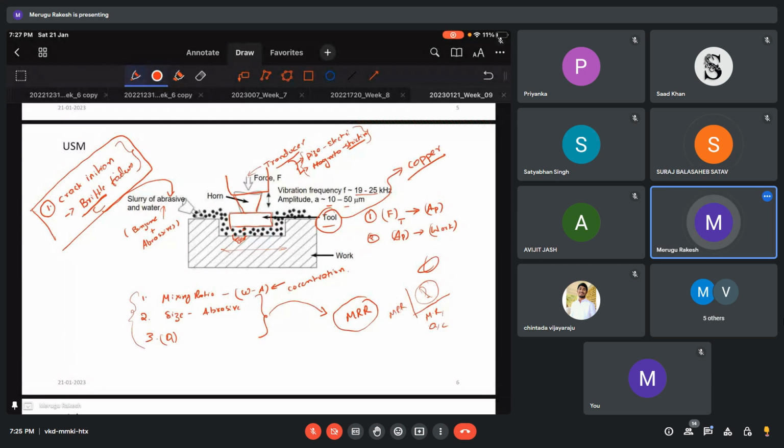Sir, but that abrasive particle will get embedded in the soft tool. Yes, of course. But it is not removing material. It will be embedded in the tool, and this tool gets work hardened. So that is beneficial to us. So the tool wear will be less, right? Yes, sir. And can you scroll down, sir?